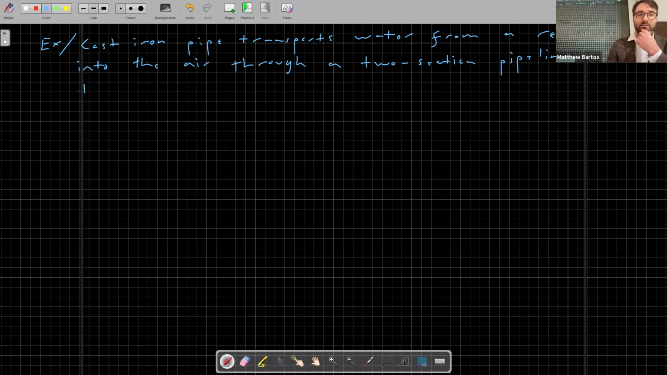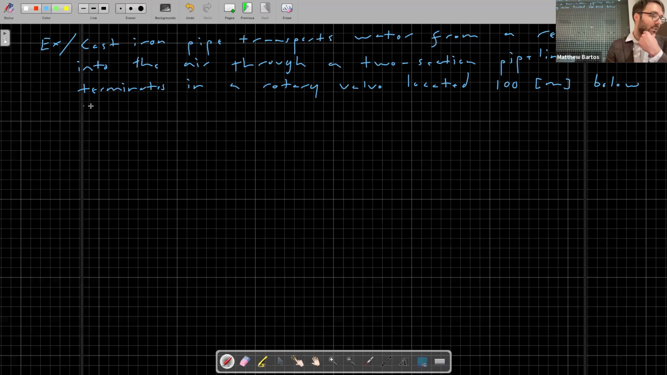that terminates in a rotary valve located 100 meters below the water surface in the reservoir. So if the water is 10 degrees Celsius, compute the flow rate in the pipeline.